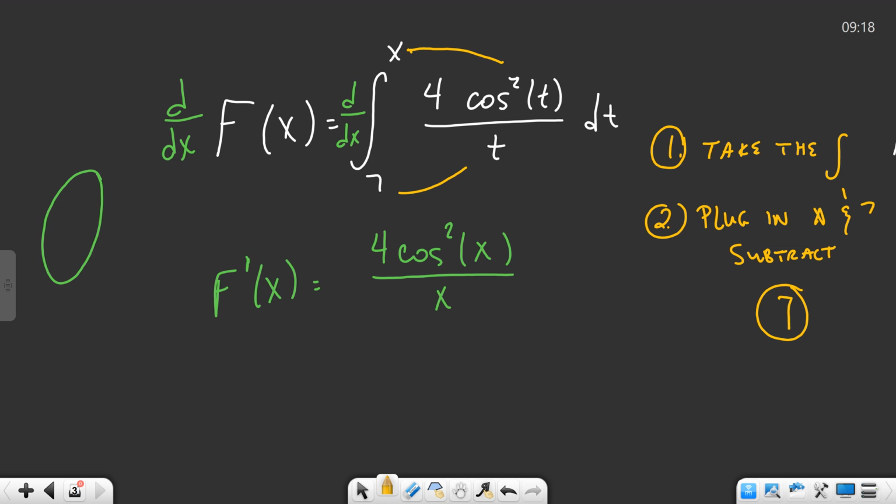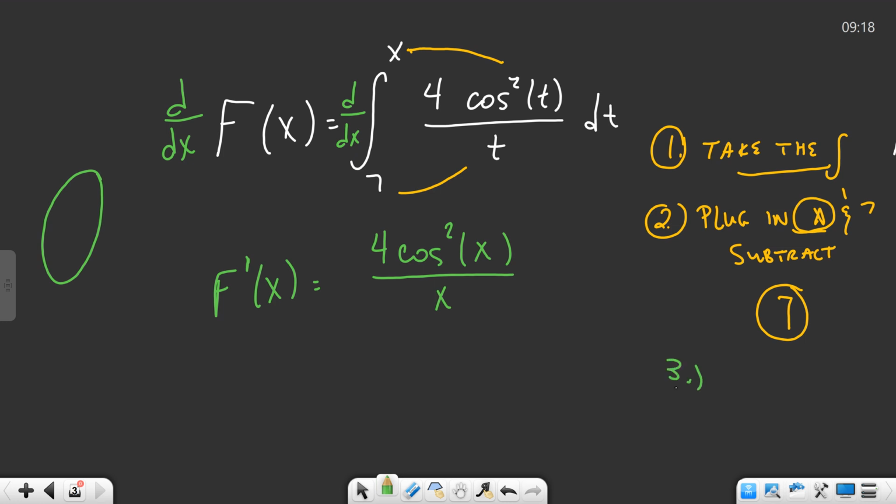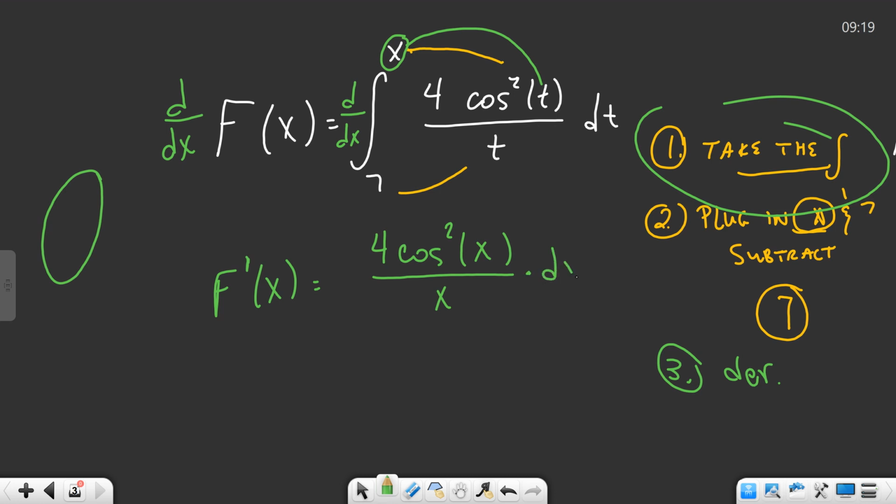Well, the other thing to remember is that we took the antiderivative, we plugged in x, and now to finish my problem out, I'm going to turn around and take the derivative. Well, when I do that, it's basically going to undo what I did up here. So I'm just left with simply plugging this variable in for t, and then we multiply by the derivative of x with respect to x. And in this case, that's just 1. So this is the answer.